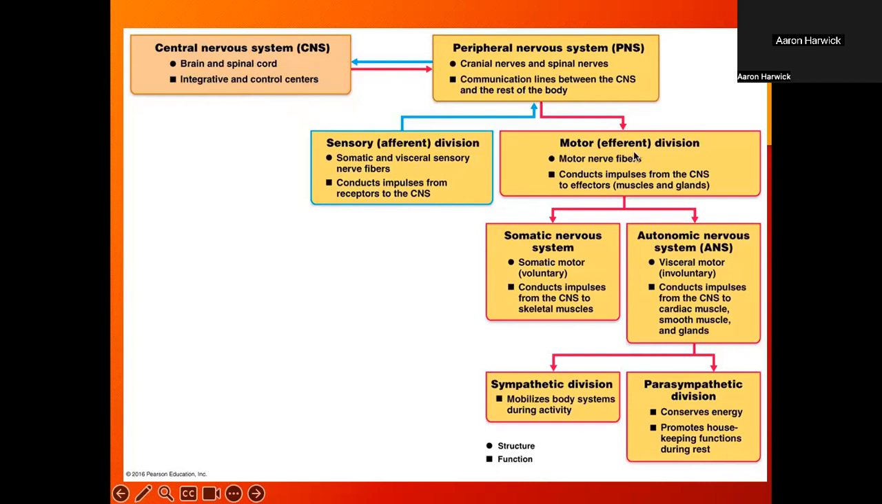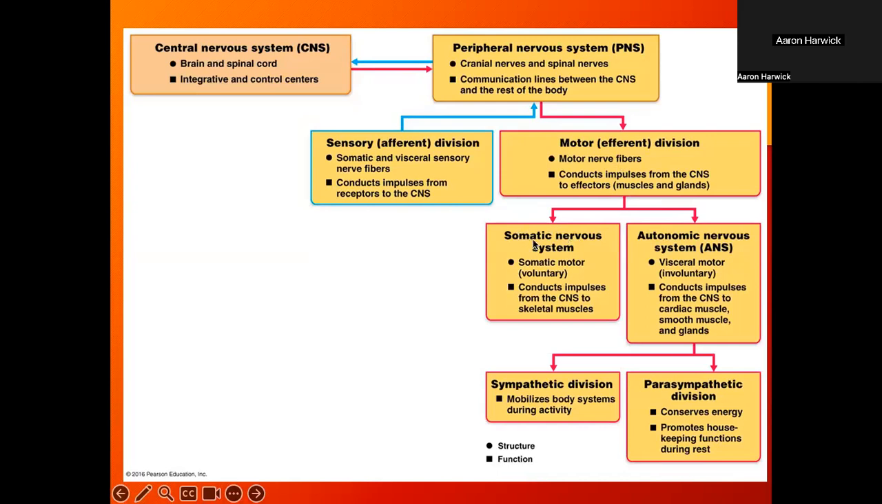So this motor efferent pathway is signaled from the central nervous system out towards the rest of the body. This consists of the motor nerve fibers, and it conducts impulses from the CNS to the effectors, such as muscles and glands. The motor division can be broken up further into the somatic and autonomic nervous system.